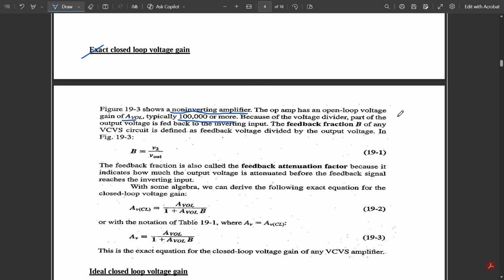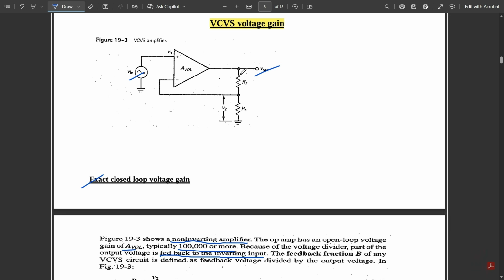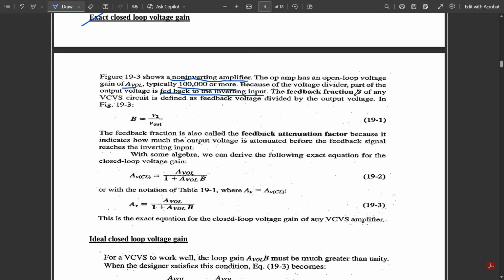Because of the voltage divider, part of the output voltage is fed back to the inverting input. Because of the voltage divider condition happening here, the voltage gets divided, right? Some part of the voltage goes here and some part goes there. So part of the output voltage is fed back to the inverting input. The feedback fraction beta of any VCVS circuit is defined as the feedback voltage divided by the output voltage. So the first parameter required in order to define the closed loop voltage gain is the feedback fraction, given by beta equal to V2 divided by V out.